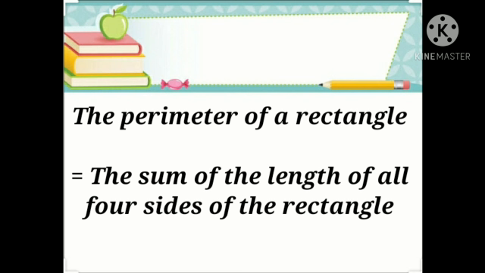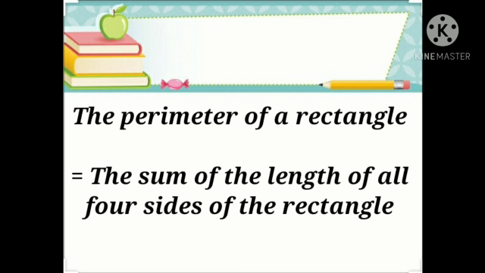Moving to the next example, this is a rectangular field. A fence of a single wire has to be put around it. So we have to find out how much wire we need for the rectangular field. So we will use the formula for the perimeter of a rectangle. The formula is the sum of the lengths of all four sides of the rectangle.